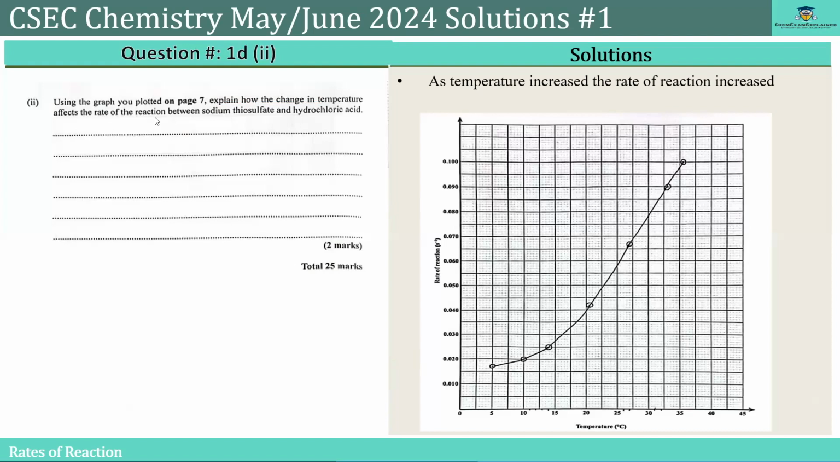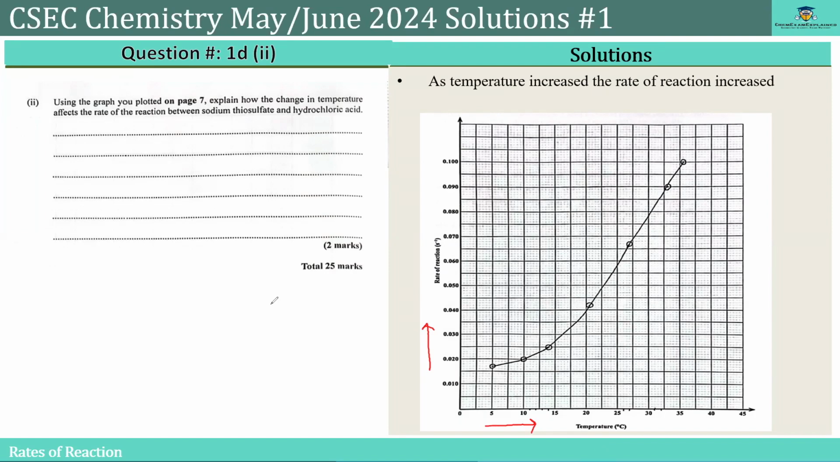1D Part 2. Using the graph you plotted on page 7, explain how the change in temperature affects the rate of reaction between sodium thiosulfate and hydrochloric acid. Let's look at the graph. You can see that as temperature increases, the rate of reaction increases. You can see the graph going in that direction. So that is your answer. As temperature increased, the rate of reaction increased. All right, so you could say that the rate of reaction is directly proportional to temperature.